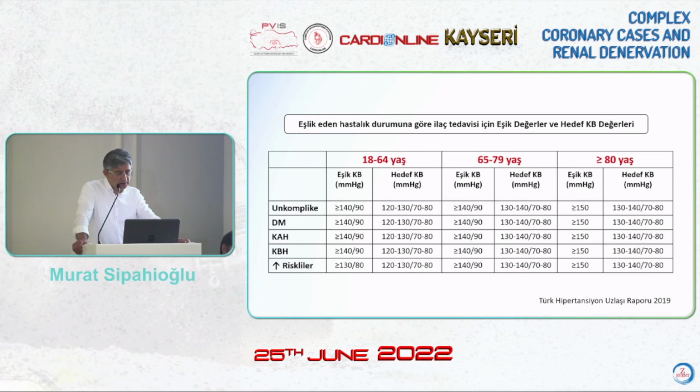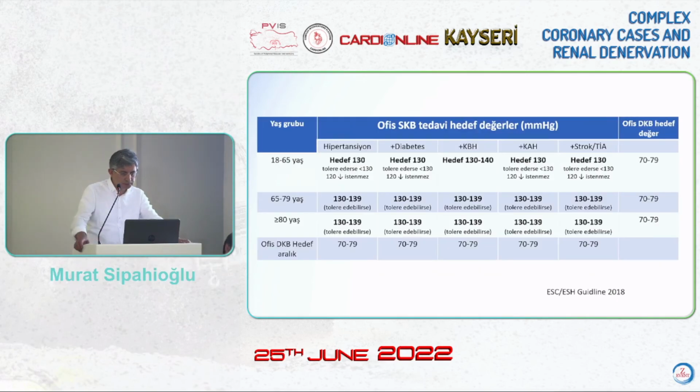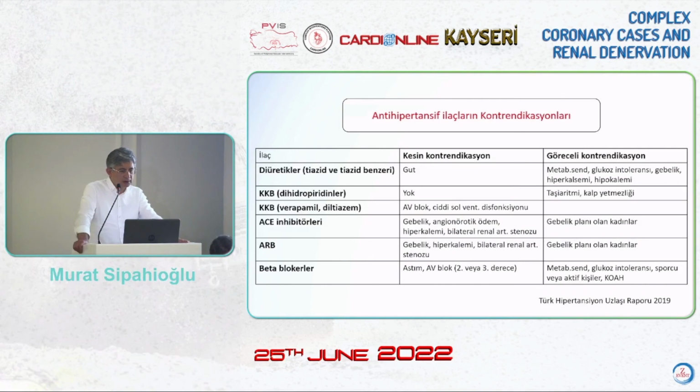And in the chronic artery patients, if there's a high risk group, the threshold values can be taken lower, and we can decrease the blood pressure. And in the guideline, we see the target pressure values. These are the recommendations of the European Society, which are similar.